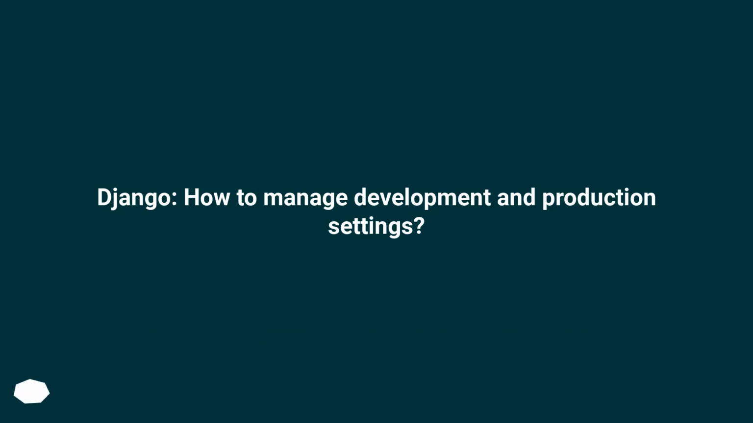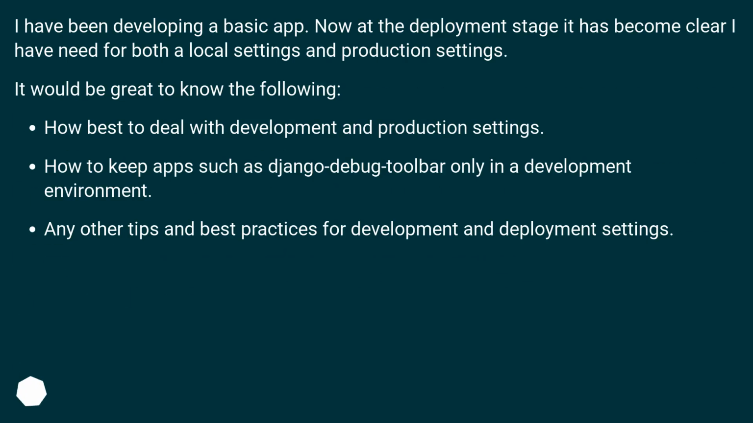Django, how to manage development and production settings. I have been developing a basic app. Now at the deployment stage it has become clear I have need for both a local settings and production settings.